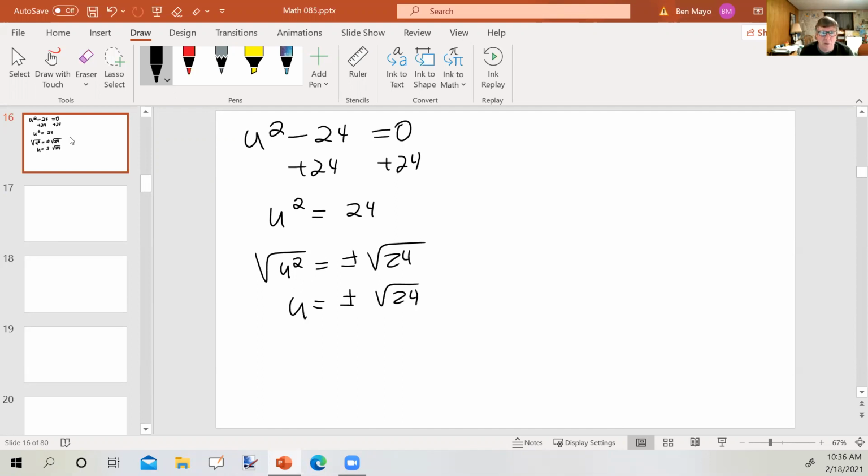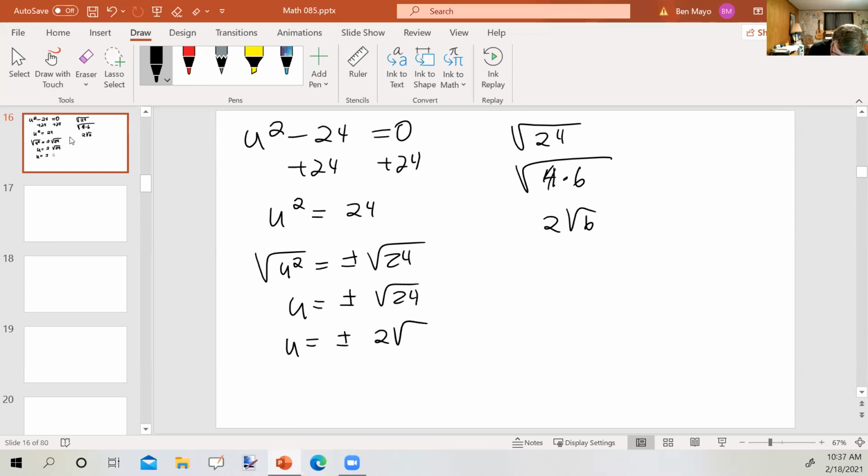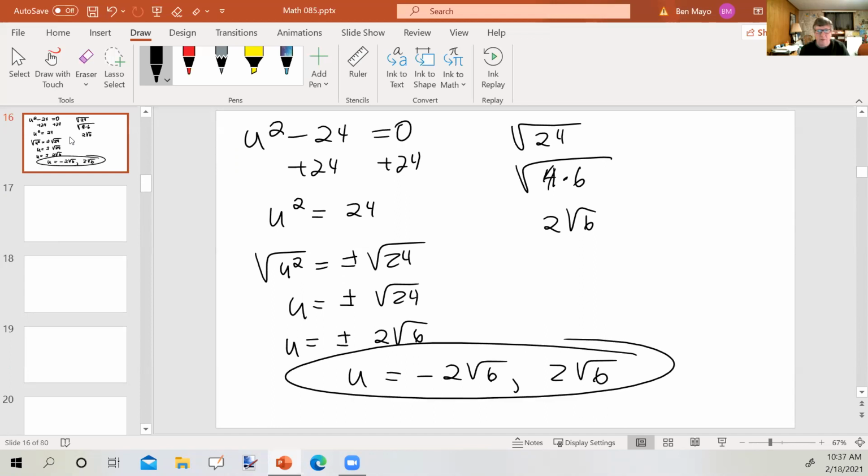However, as we learned in the previous chapter, we can simplify the square root of 24. Therefore, we will do that. The square root of 24 would be the square root of 4 times 6, which would be 2 square roots of 6. So u equals plus or minus 2 square roots of 6. So u equals negative 2 square roots of 6, comma, 2 square roots of 6. And there are the two answers. Any questions about that example? All right. Then we shall continue.